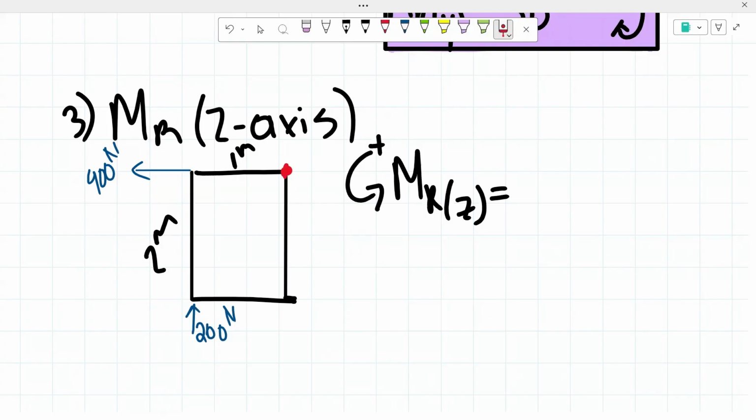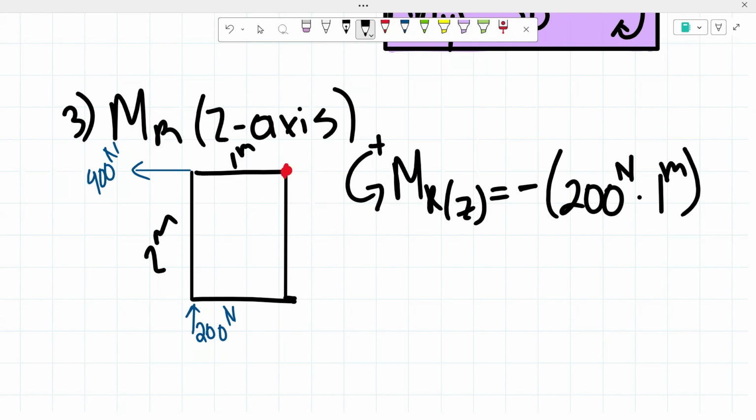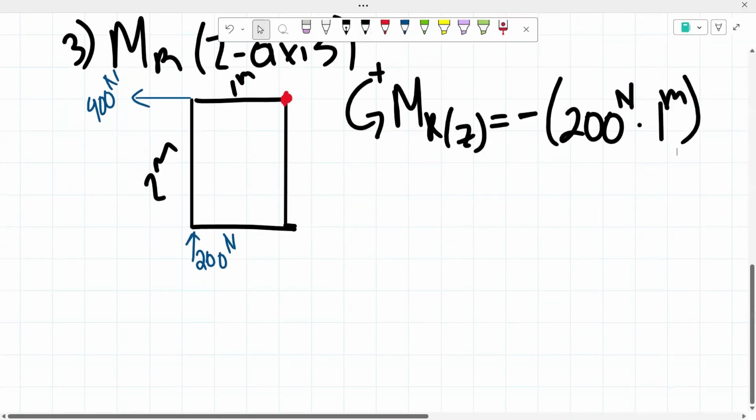From there, we only have then the 200 newtons creating a moment about the z-axis. So our force is of 200 newtons. From there, our distance is this 1 meter right here. So it could be aligned parallel to that axis. From there, it's going to be creating a clockwise moment. So that means it's going to be a negative moment. So we have a negative moment of simply 200 newtons times the 1 meter. Those are the only forces creating a moment about that z-axis.